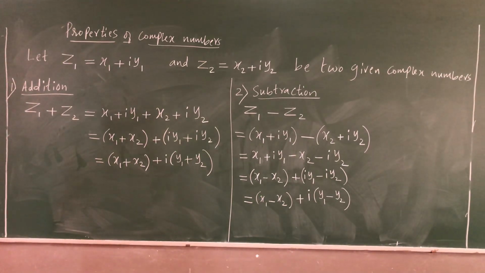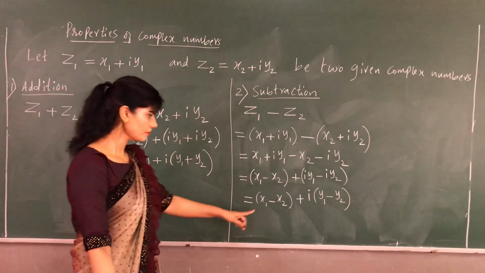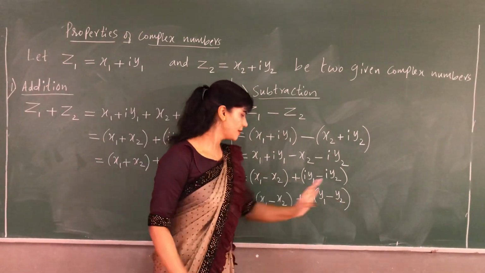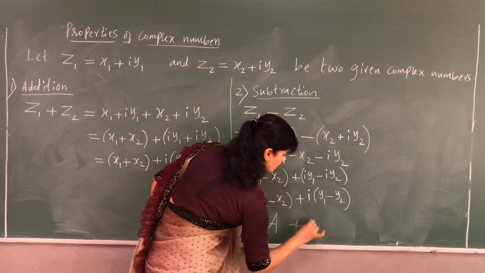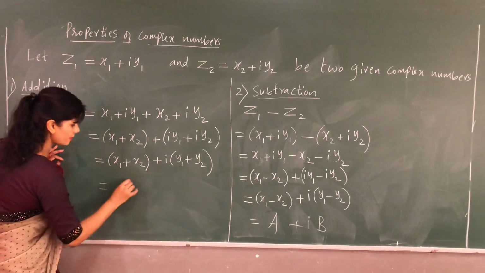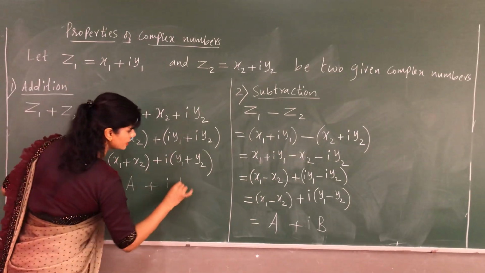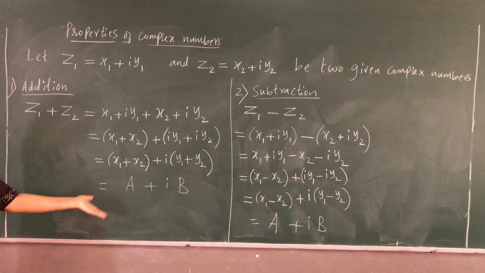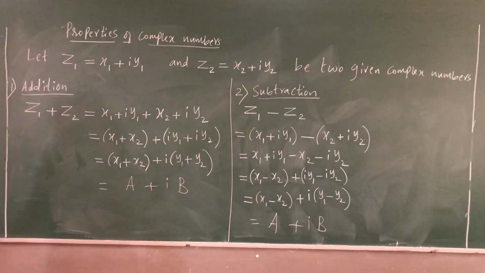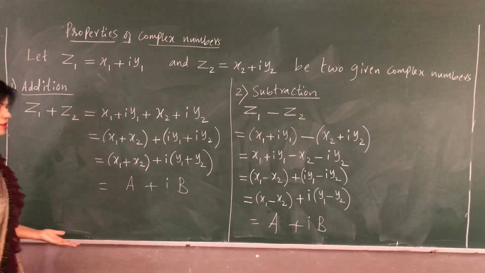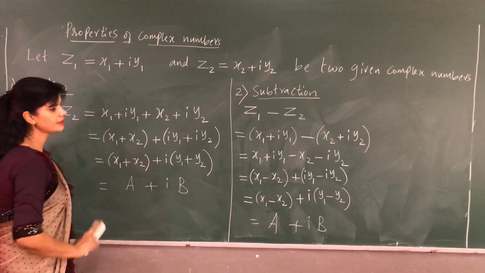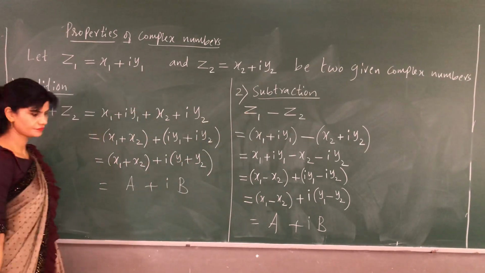Okay students, that is the second property. This is again a complex number, children, a plus ib. Here also, this whole thing can be written as a plus i into b. Again it is a complex number. Okay students, it depends upon the numbers which we have. How to add, how to subtract, I showed.